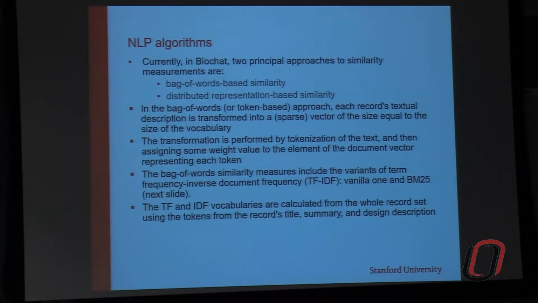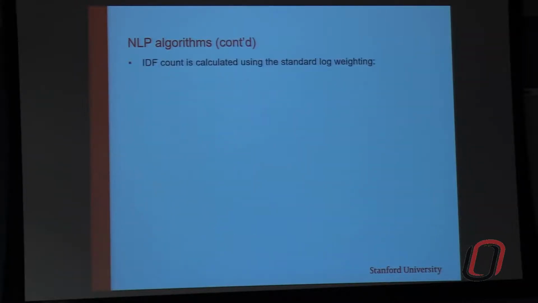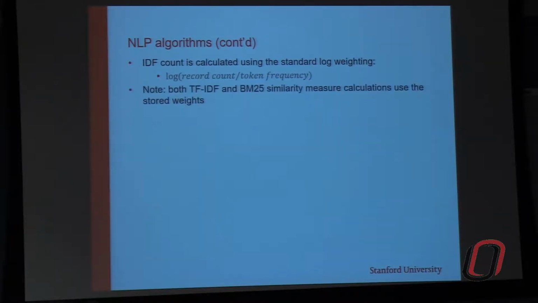The TF and IDF vocabularies are calculated from the whole record set, so again from every single field in the metadata description, using, once again, tokens from the record's title, summary, and design description. And the TF count for each document is calculated as a ratio of token count by the document's length. So specifically this. The IDF count is calculated using standard log weighting as so, very simple stuff.